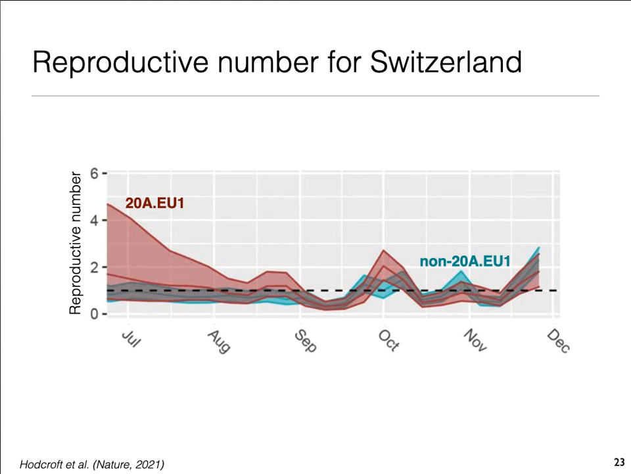And what did we see? Essentially, over summer, the non-20A.EU1 variants had a reproductive number of 1 or below. For 20A.EU1, there was first very big uncertainty. And then starting September, both variants were significantly below 1 with their reproductive numbers. So there was a decline in the epidemic. And then actually both variants had similar patterns. So the reproductive number increased first in October and then again towards Christmas.